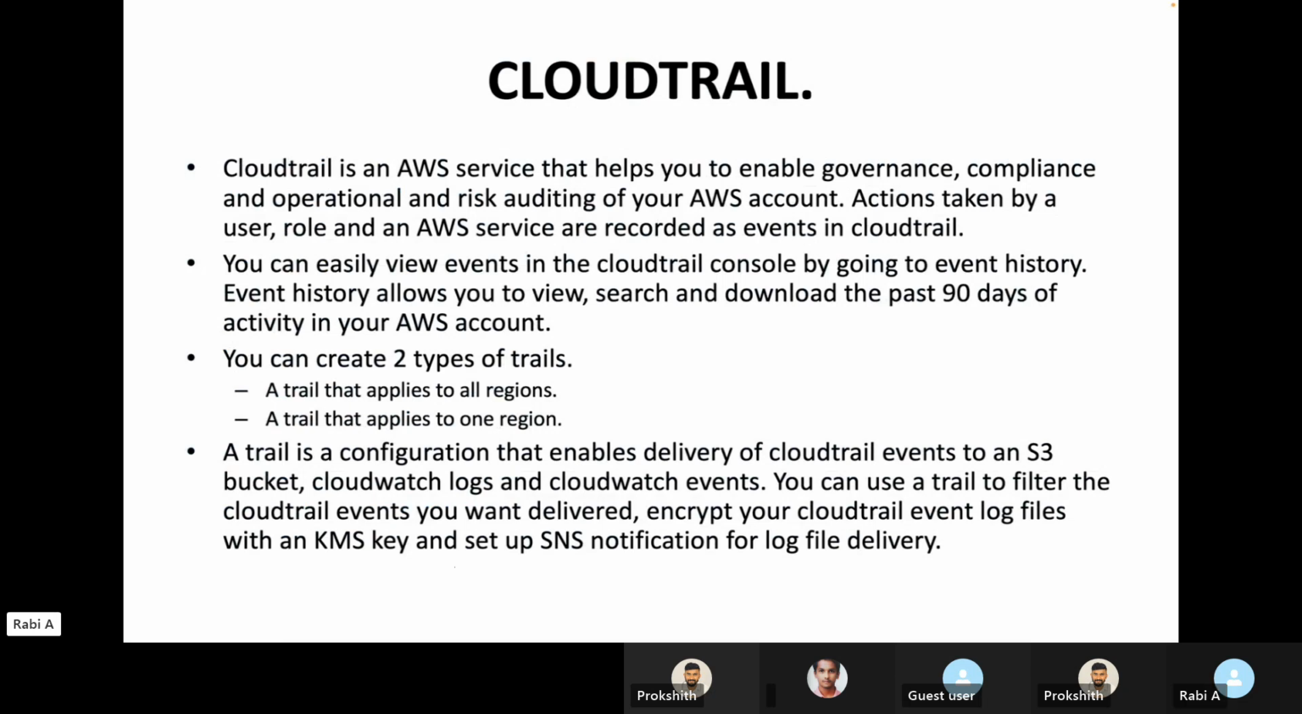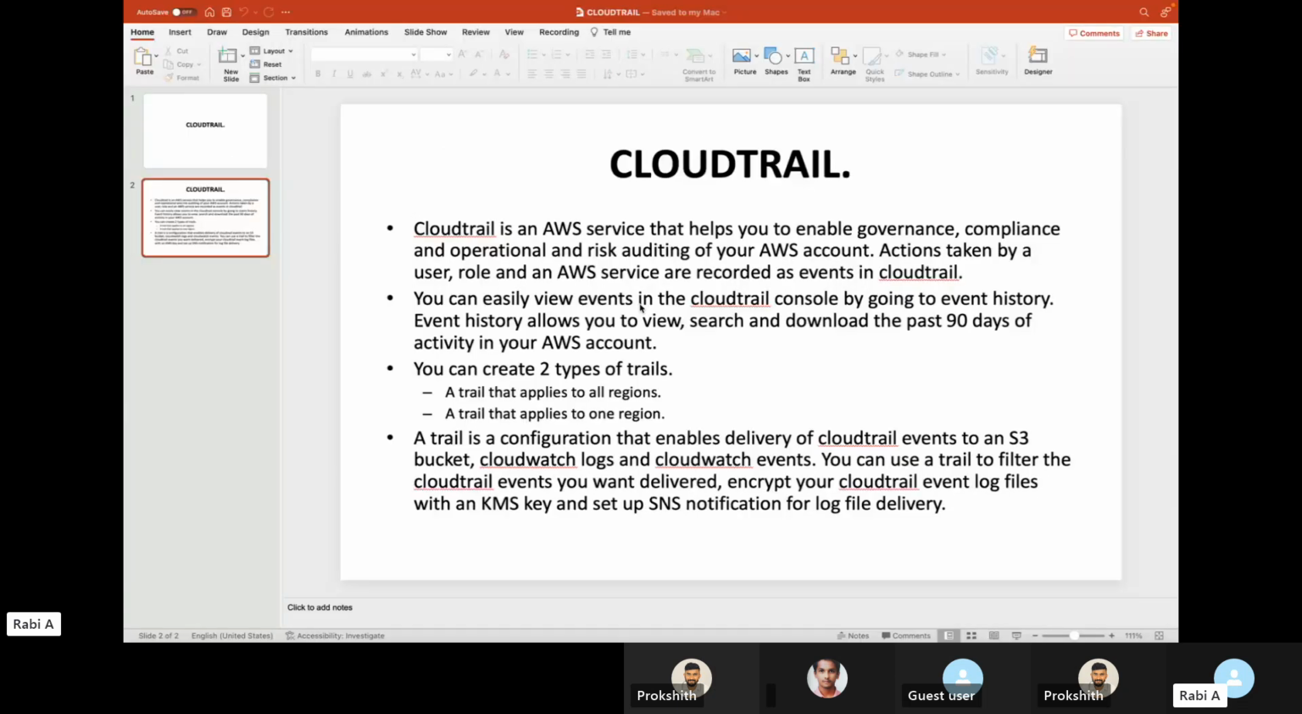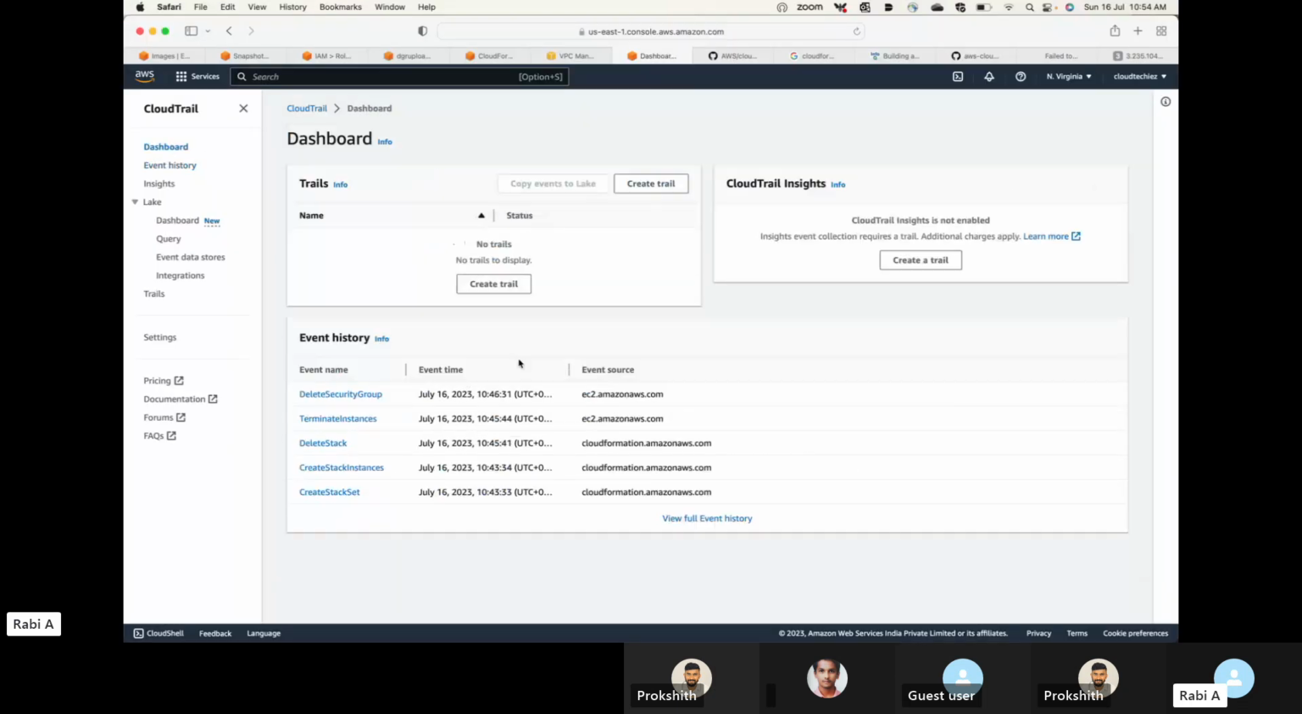So a trail is a construct that enables delivery of CloudTrail events to an S3 bucket, CloudWatch Logs, and CloudWatch Events. You can use a trail to filter the CloudTrail events you want delivered, encrypt your CloudTrail event log files with a KMS key, and set up SNS notification for the log file delivery. So that's pretty much your CloudTrail service. Once again, it's an auditing service. You can use this to understand what has happened in your AWS account, what time it happened, who did it. All that information will be available. Questions?